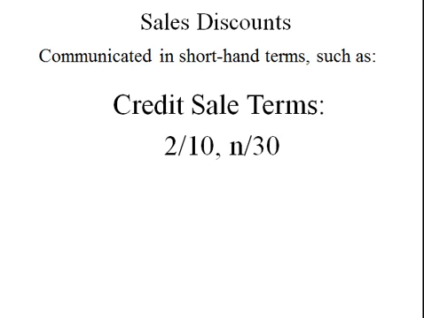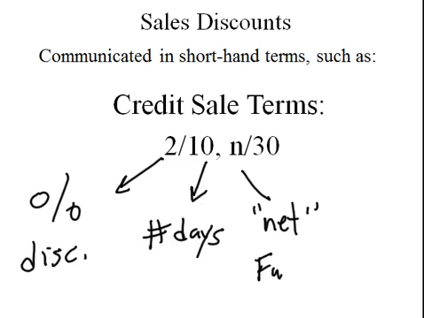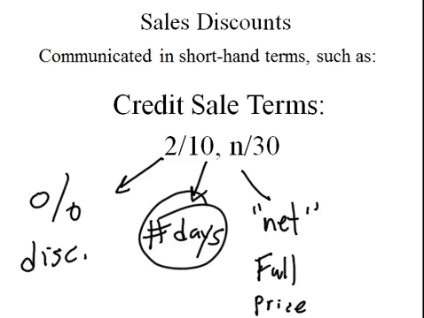On an invoice that is given to a customer, we communicate the sale discount in shorthand terms, such as 2/10, net 30. The 2 represents the percentage discount that we are offering the customer. The 10 represents the number of days that the customer has to make payment. Following the comma, the N is net, which really stands for the full price if payment is not made within the number of days specified.